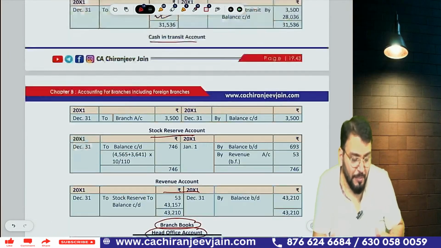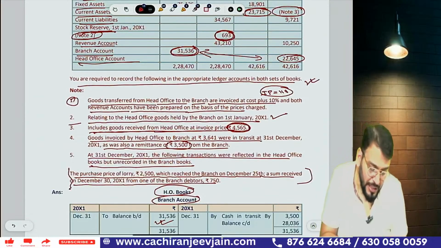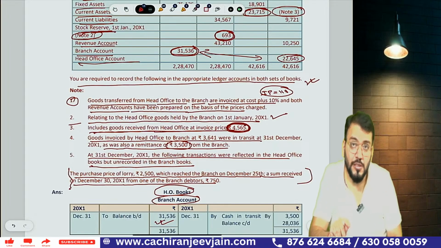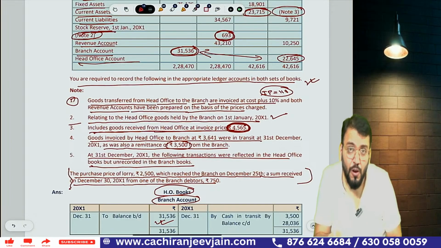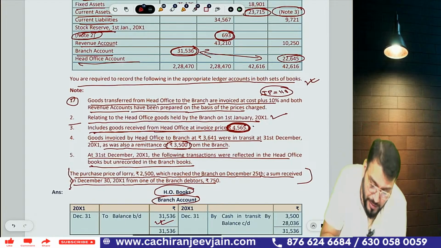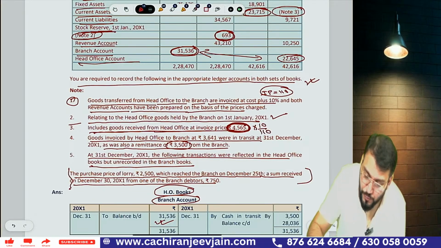Now let us prepare one by one. Let us record each transaction one by one. So again, this 4565 will include some profit of head office. In this we need to calculate the closing stock reserve. So closing stock reserve will be 10 divided by 110. How much is it coming? 4565 into 10 divided by 110. That is 415.